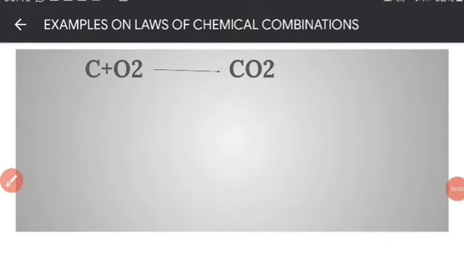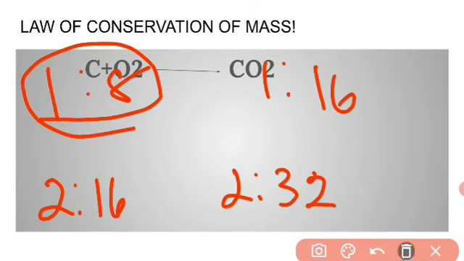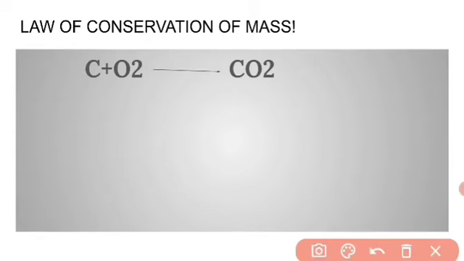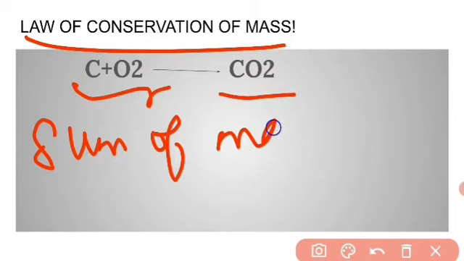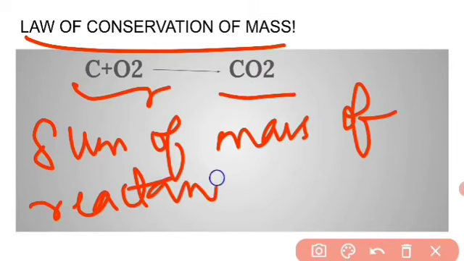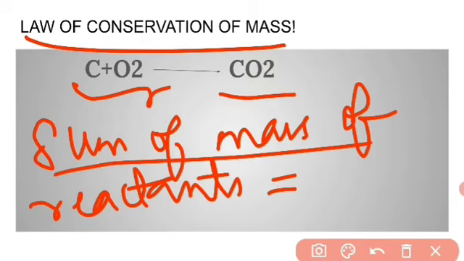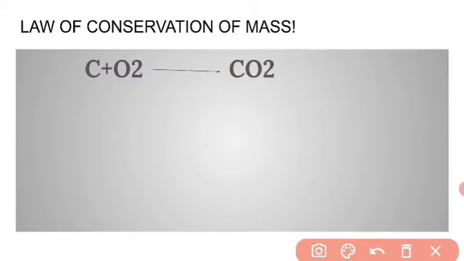I'll give this example first to you. Law of conservation of mass. Here I am taking the example C plus O2 giving CO2, wherein it is said that the sum of mass of the reactants is equal to the sum of mass of products. See, the sum of mass of reactants will be equal to the sum of mass of products. Let us see how that is.